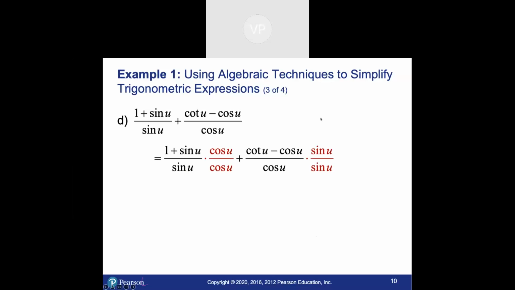So in red is what we're bringing to the problem. Nothing else has changed, but we multiply top and bottom by cosine of this fraction. And on the other fraction, we multiply the top and the bottom by sine. Then we have to clean things up.